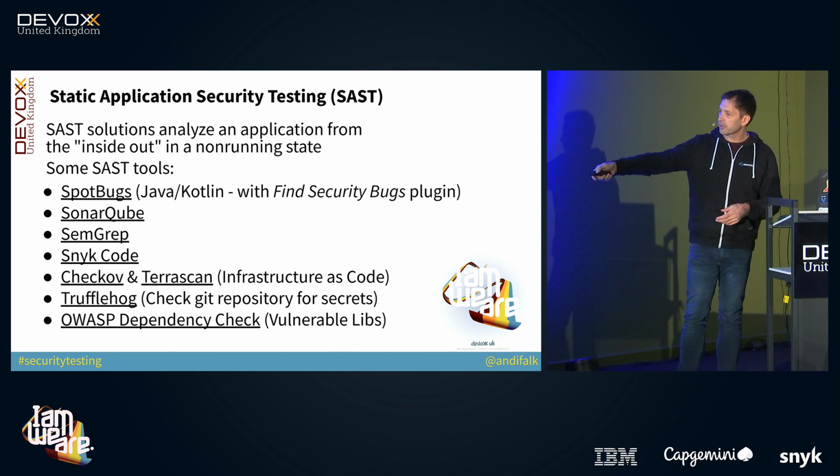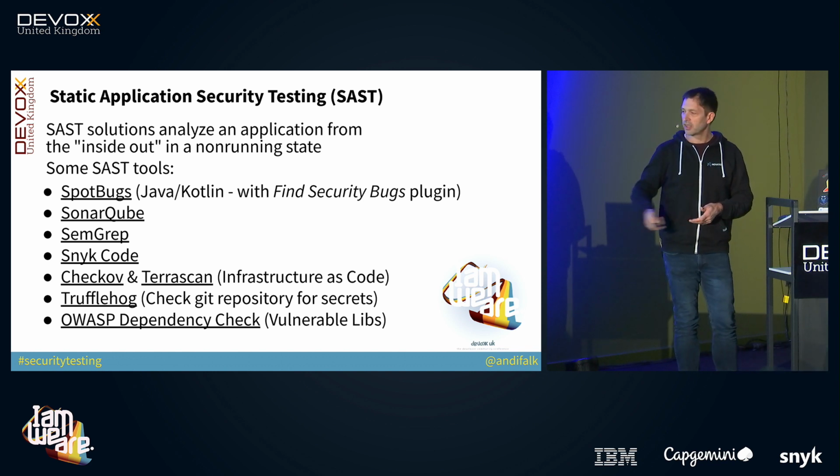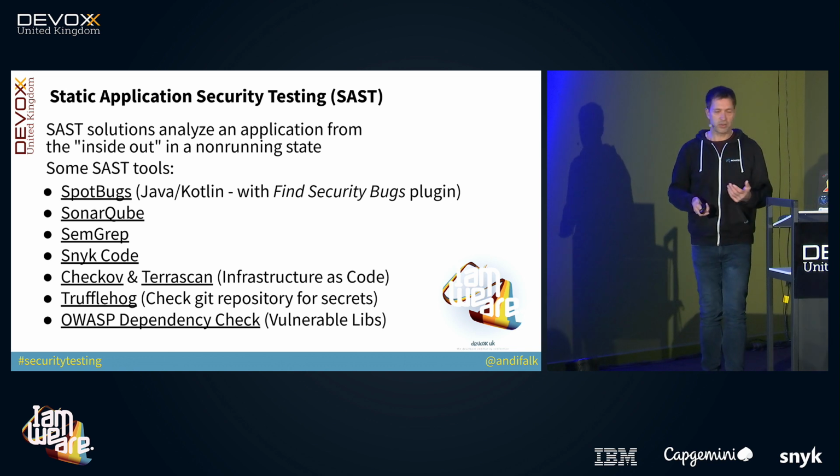And then also check your Git repositories for secrets, for example, with Trufflehog. It's a quite useful tool. And then, of course, check your third-party libraries with OWASP Dependency-Check.